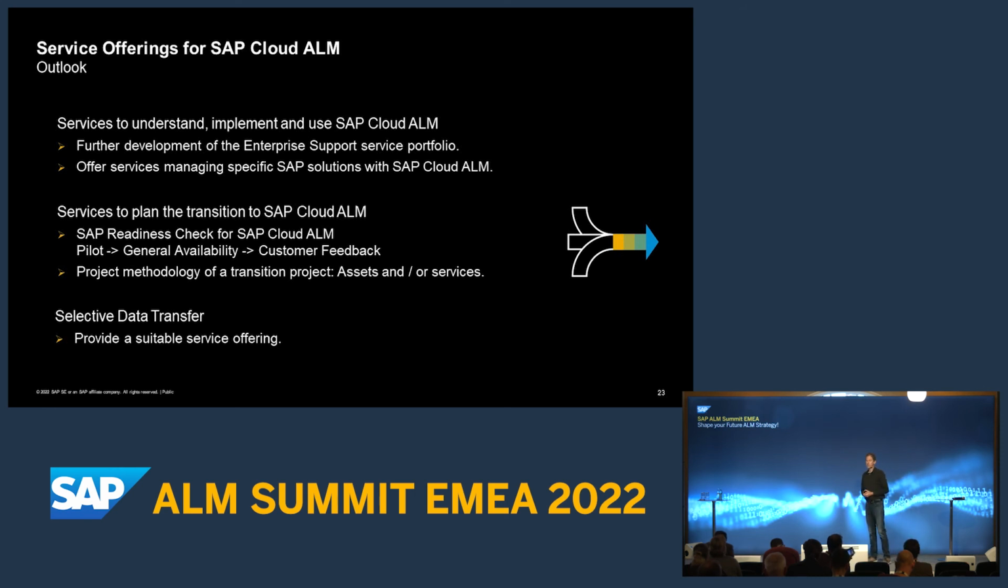Now, what is the outlook? Where do we want to go? If we go back to the categories I mentioned in the beginning, so services which help to understand, implement, and use SAP Cloud ALM, we would like to further develop that portfolio. So the services which I've mentioned here, the 3 missions, the EGI, won't be the last services.